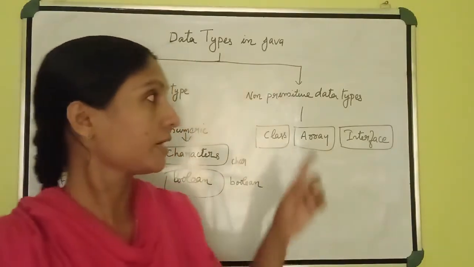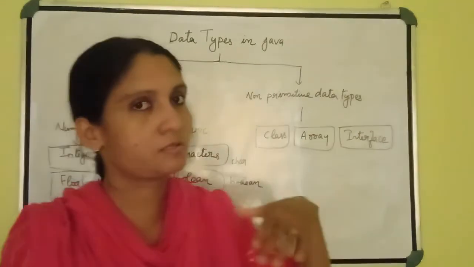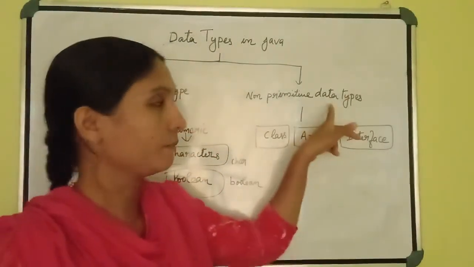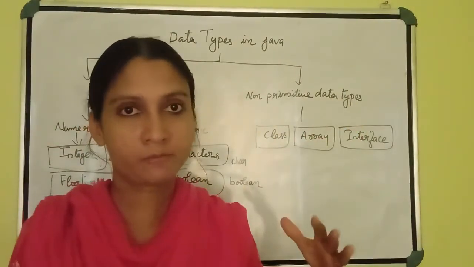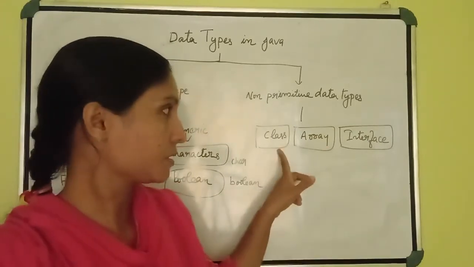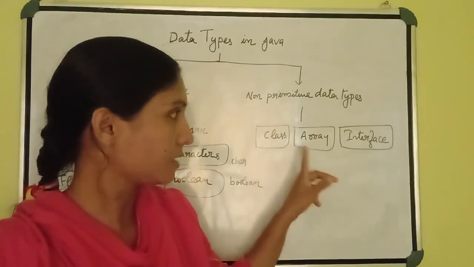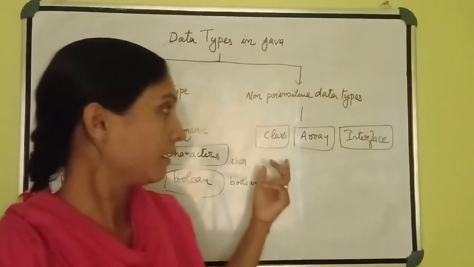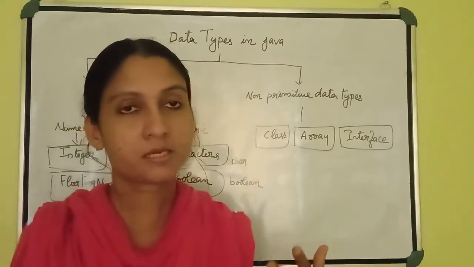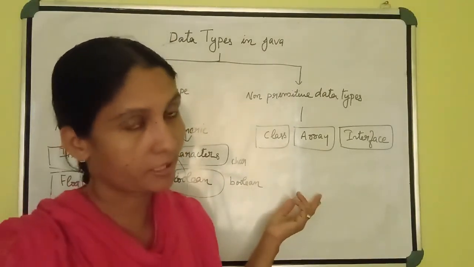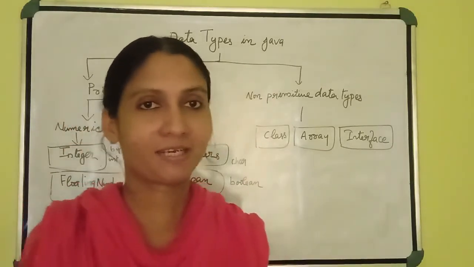In that case, these types of data types are called non-primitive. They are not predefined. They are a combination of primitive data types. For the non-primitive data types, the examples are class, array and interfaces. And class, we know what is meant by class. We will take a detailed study of these non-primitive data types, also known as composite data types or user-defined data types.